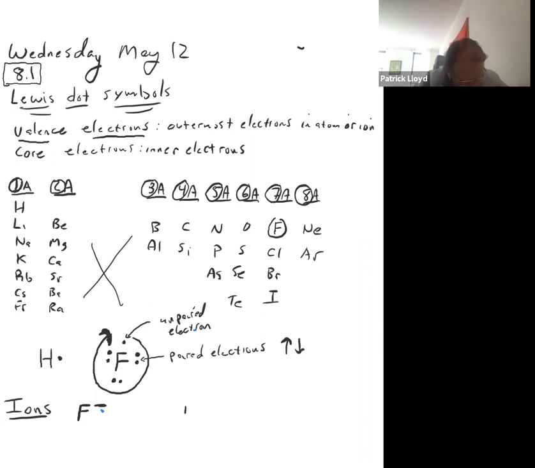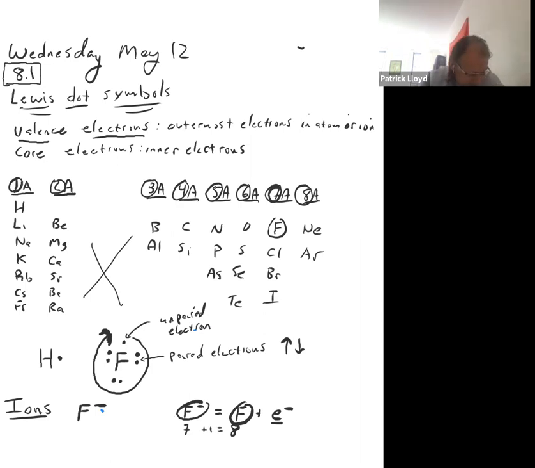F minus is the same thing as a fluorine atom plus a negative charge, which means it has one extra electron. That's what makes it fluoride as opposed to fluorine. It has an extra electron. So what you do is you say, okay, fluorine has 7 valence electrons. It has one extra electron. So you add one more, and now you have 8 valence electrons. So fluoride has 8, fluorine has 7.